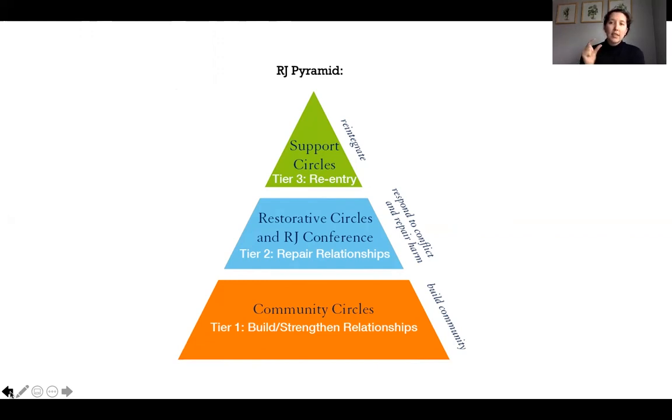And the last is support circles. This is so that Joshua, if he were to ever get released from prison, can be re-entered into society. He will see that he has support and his reintegration will be better than what it is nowadays with incarceration systems.